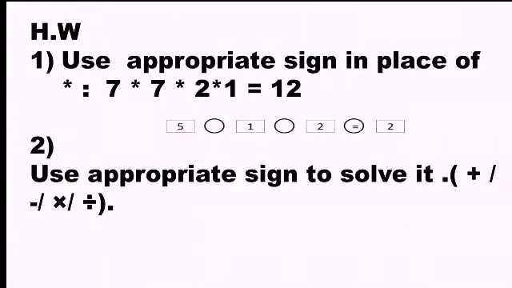Now this is your homework for mathematical operation. Number 1, use appropriate sign in place of star. Suppose 7 star 7 star 2 star 1 is equal to 12 is given. And the second question, you have to use the appropriate sign to solve the equation: 5 star 1 star 2 equals 2. So solve it and write it in comments.